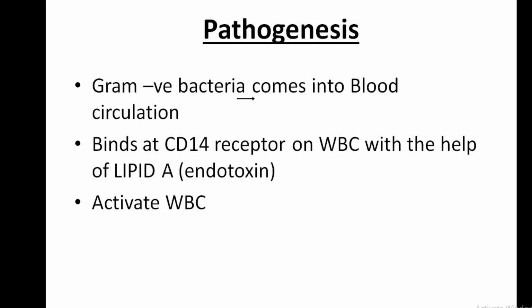Now let's see the pathogenesis, how septic shock occurs. Basically, when there is severe infection by gram-negative bacteria and sepsis occurs and gram-negative bacteria comes into blood circulation, it binds to WBCs or white blood cells on CD14 receptor with the help of lipid A, that is endotoxin, released by the outer layer of the outer membrane. Okay, so gram-negative bacteria comes into blood circulation. It binds at CD14 receptor on WBC with the help of lipid A, and then it activates WBC.